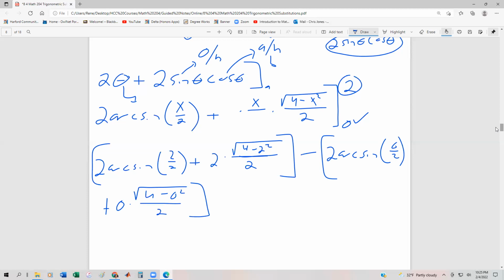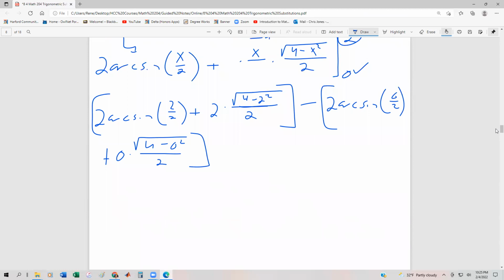All right, so let's play good news, bad news. Bad news is we have arc sine. Good news is we have a lot of stuff that's going to cancel out. Notice right here, we have 0 times the square root of 4 over 2. Doesn't matter what the square root of 4 over 2 is, it goes away. Right here, we have 4 minus 2 squared. Well, that becomes the square root of 4 minus 4, which is 0. So that cancels this out, right? We have arc sine of 0.